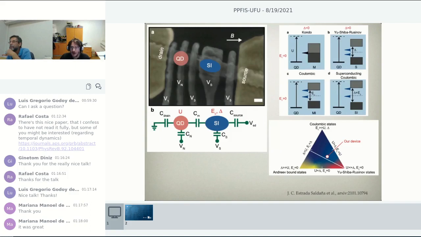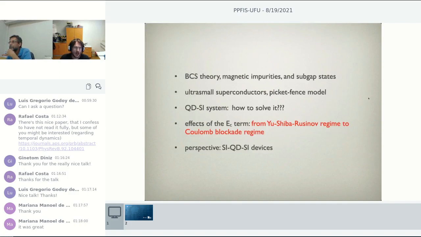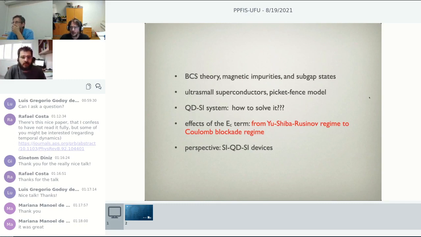Okay, so after this longish introduction, let me just give you the outline of this talk. The first thing that I plan to do is to give a quick refresher on superconductivity and what magnetic impurities do to a BCS state. Then I will tell you what is different when superconductors become very small and how we model this kind of devices. And finally, we get to the main subject of this talk, which is a quantum dot coupled to a superconducting island, and the question of how we are able to solve this kind of Hamiltonians.